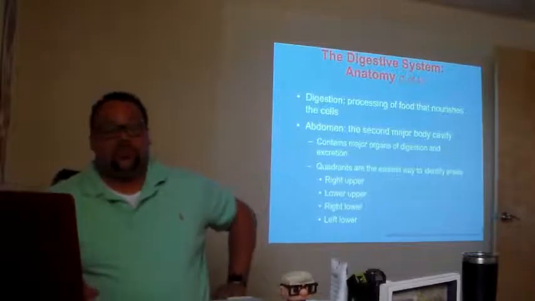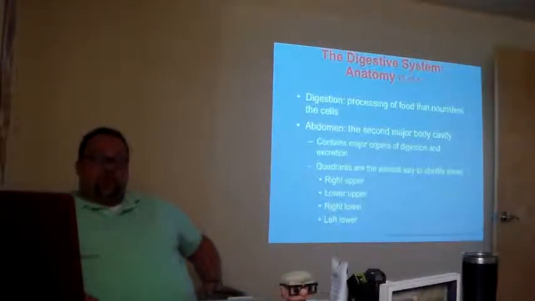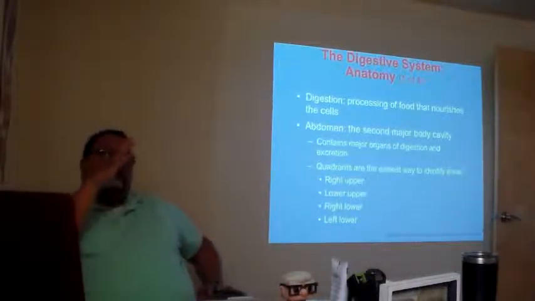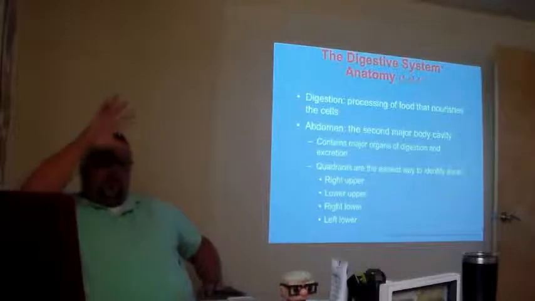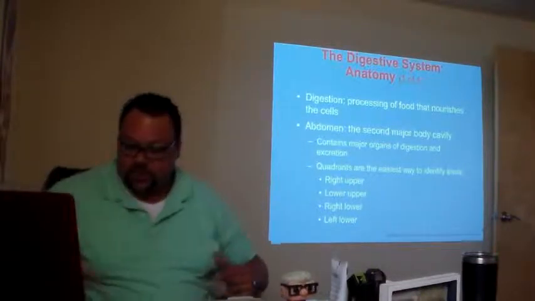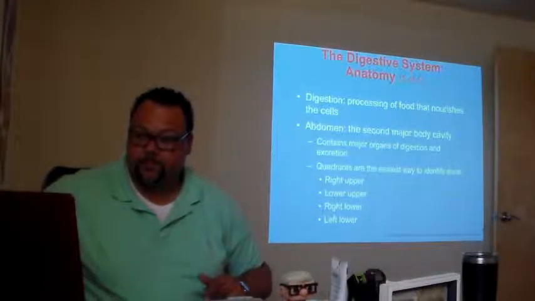It sits in the right lower quadrant at an area known as McBurney's Point. And we'll talk about why that's important a little later on. But knowing where the appendix is in relation to the others will help you to understand pain and how pain relates to your patient.